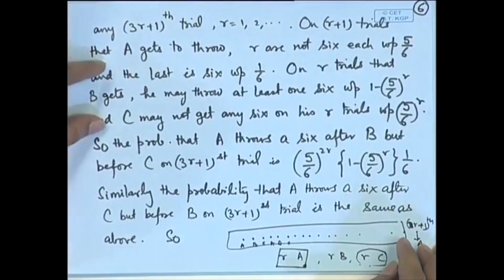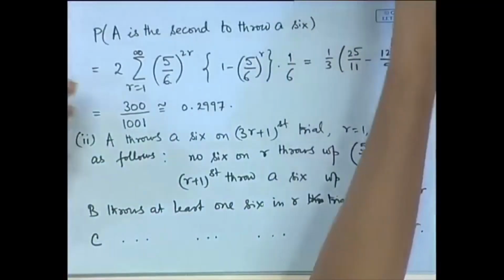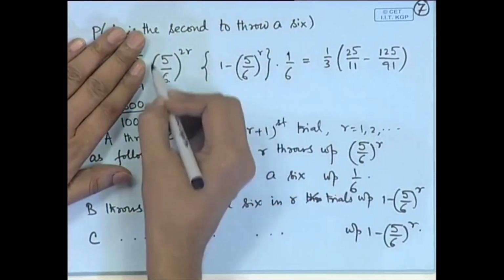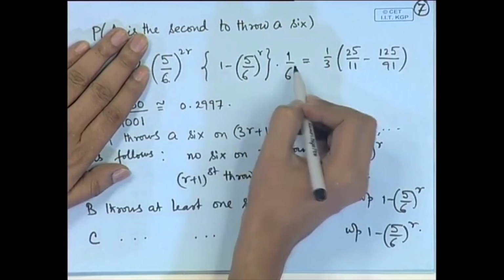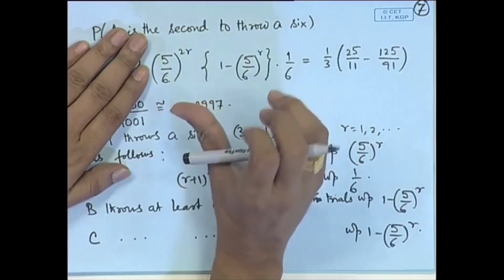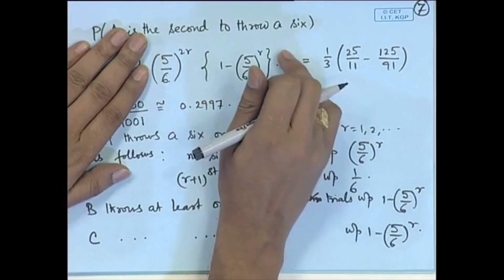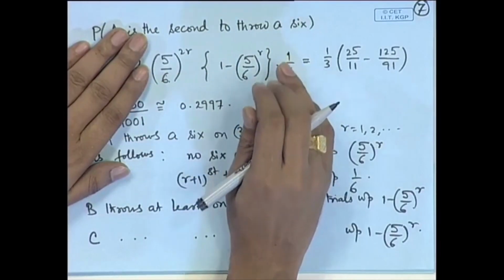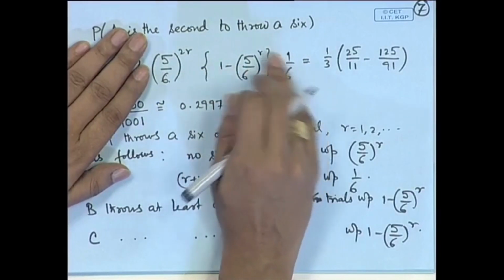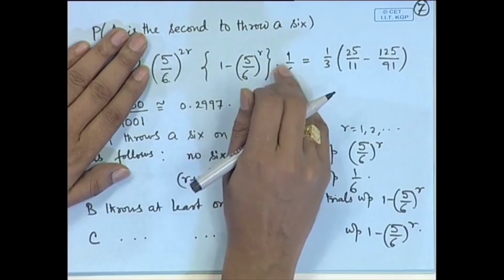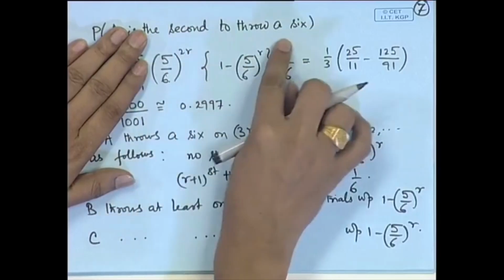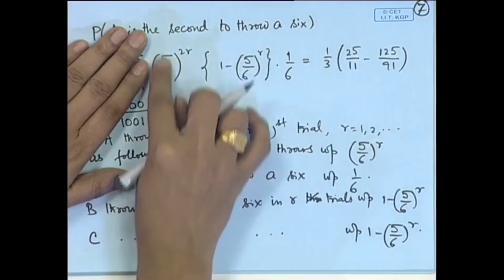Now, here if we look at this probability, this is the probability that on one particular 3r plus 1th trial, A gets a 6, before that B has got at least 1 six and C has not got a 6, and A also does not get a 6 before that. This is denoting the total probability for this event.